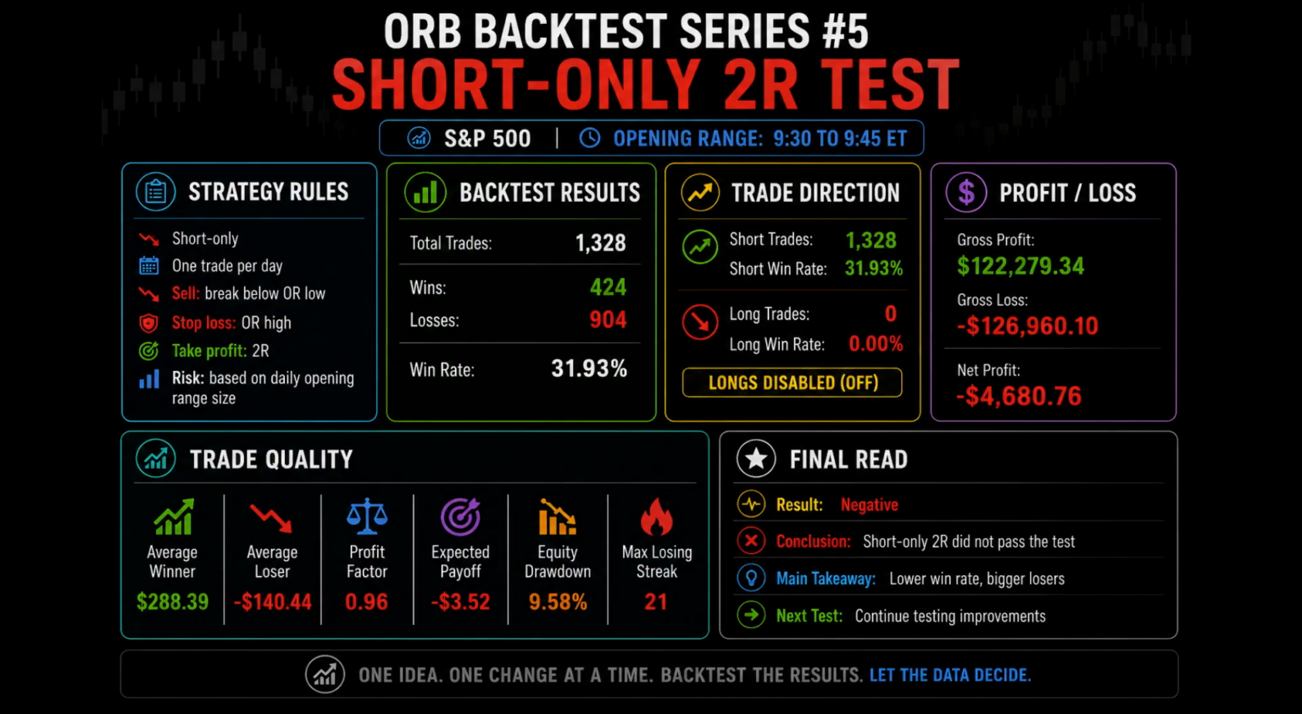The final net result was negative $4,680.76 with a 0.96 profit factor. So even though the average winner was bigger than the average loser, the win rate was too low and the strategy still lost money. The long only 2R test improved the strategy, but the short only 2R test did not. That gives us a better picture of the raw opening range breakout idea. So far, the long side is still performing better than the short side.